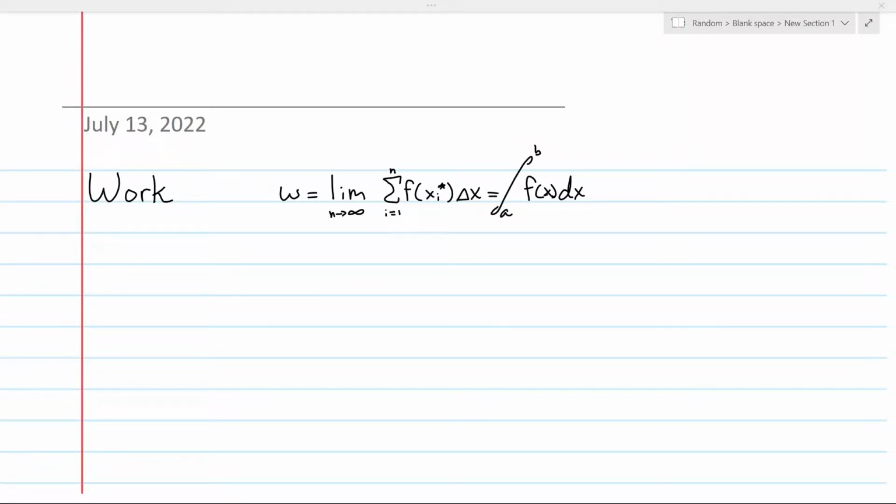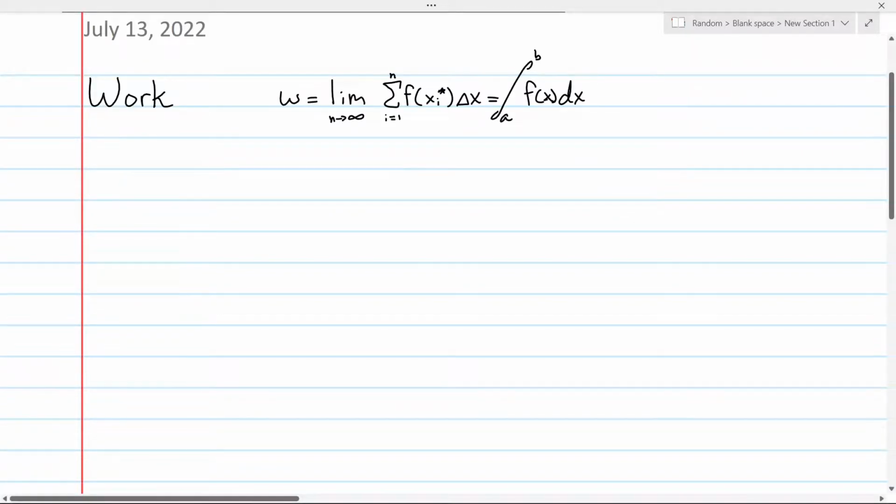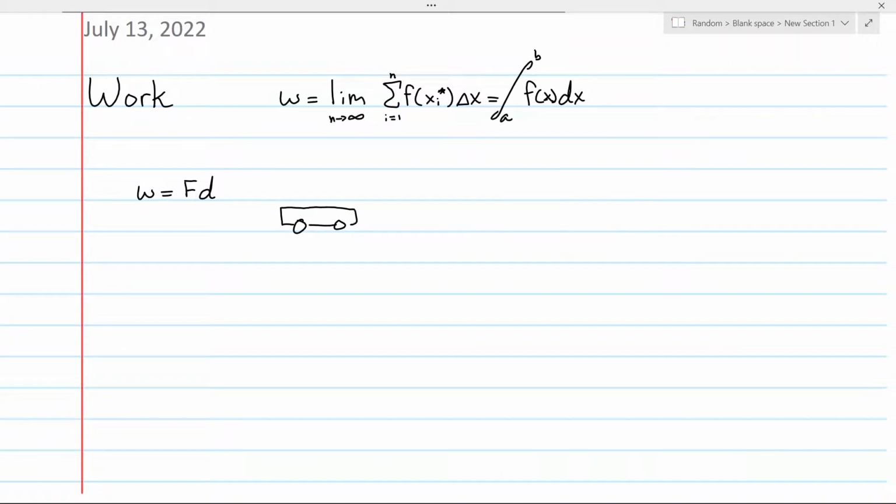In this video, we are going to cover the concept of work and apply integral calculus to solve problems. To start, first we need to have some definition of work. Work can be defined to be equal to a force times a distance. If I'm pulling a wagon, I am applying a force in pulling it, and if there's a displacement along the x-axis, I'm doing work.